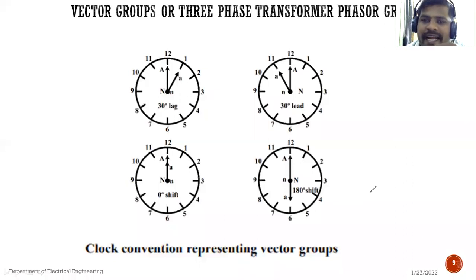So minute hand represented by primary winding and the hour hand can be represented by a secondary winding. Now see, there are four vector groups. I have already told group 1, group 2, group 3 and group 4. In case of group 1, how can it be represented? What is the phase displacement between primary and secondary?